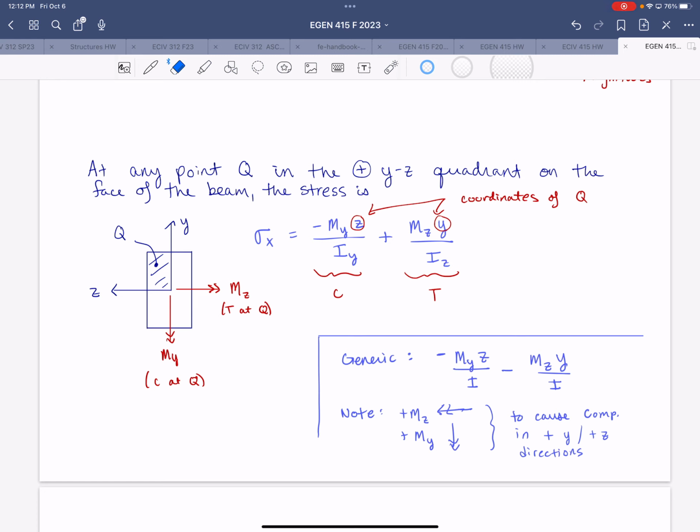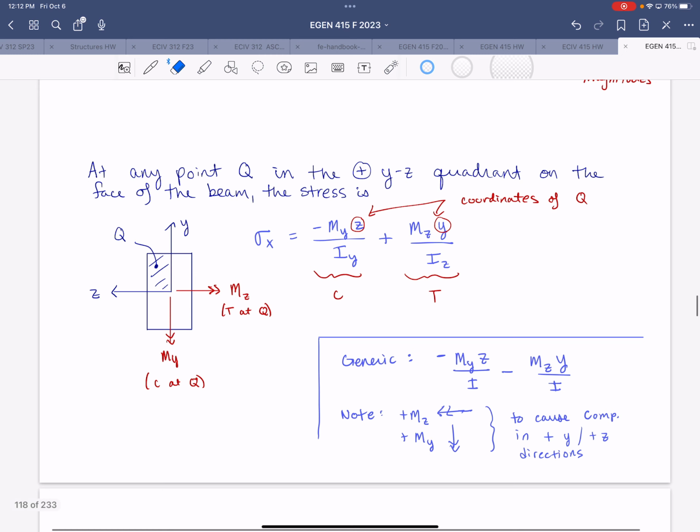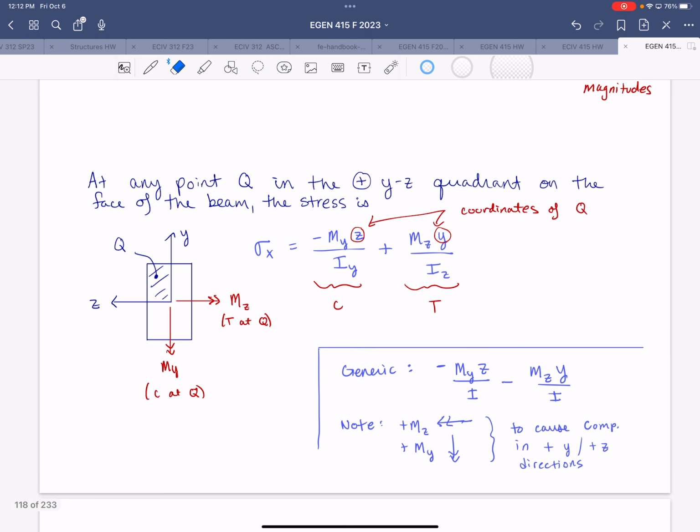MZ causing compression or tension at Q then? Continuing on with that thought, if we have negative MZ, negative MZ is causing tension at Q. Yeah, I see it, because your fingers are then coming out of the page at Q. So that would be tension, and going into the page would indicate compression. So if your fingers are going into the page at Q, then it's compression? Yes, like for MY.